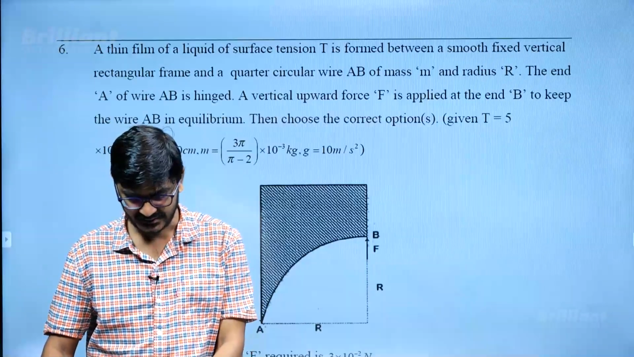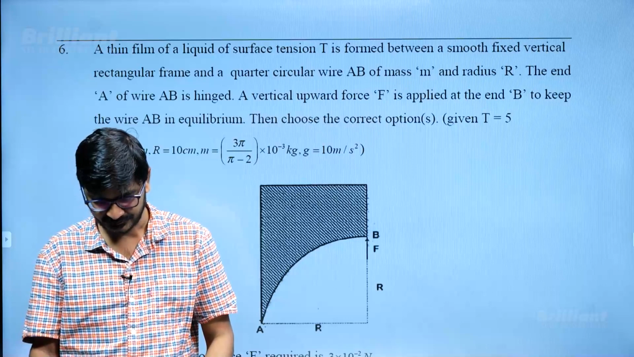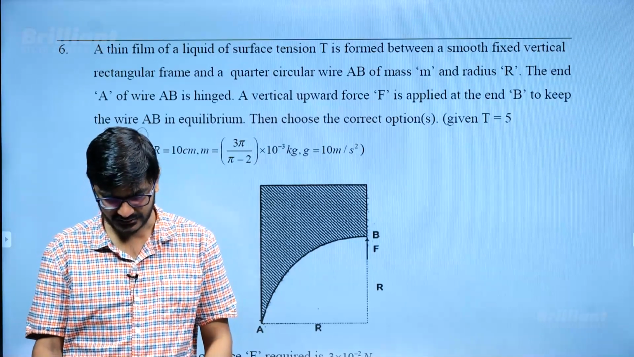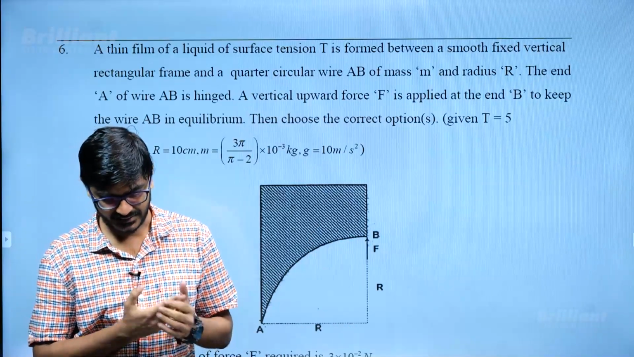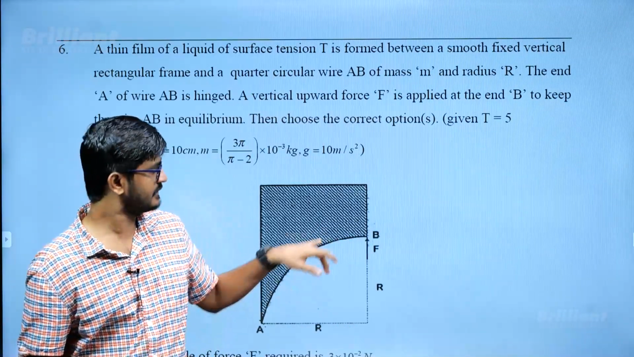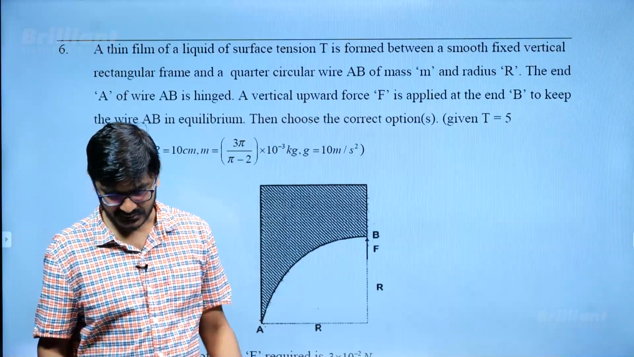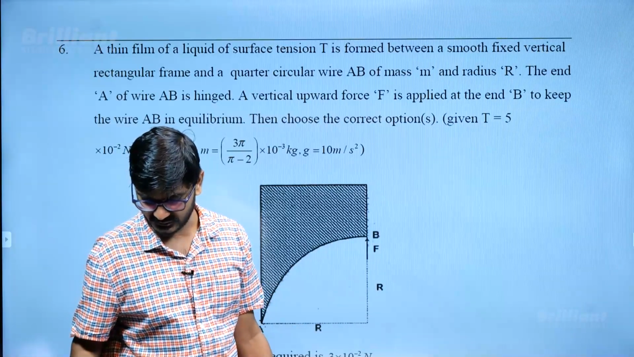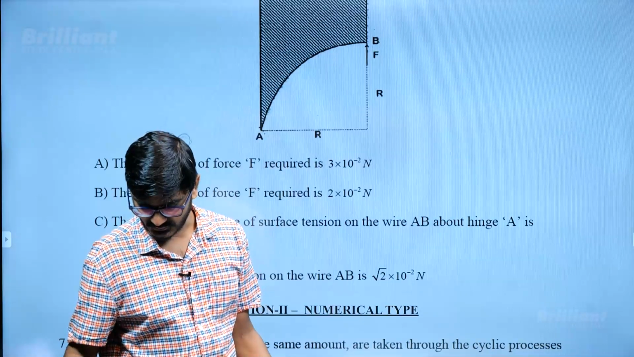In the next question, a thin film of liquid of surface tension T is formed between a smooth fixed vertical rectangular frame and a quarter circular wire AB of mass m and radius r. The end A of wire AB is hinged. A vertical upward force F is applied at the end B to keep it in equilibrium. So choose the correct options. The magnitude of force required and the torque due to.